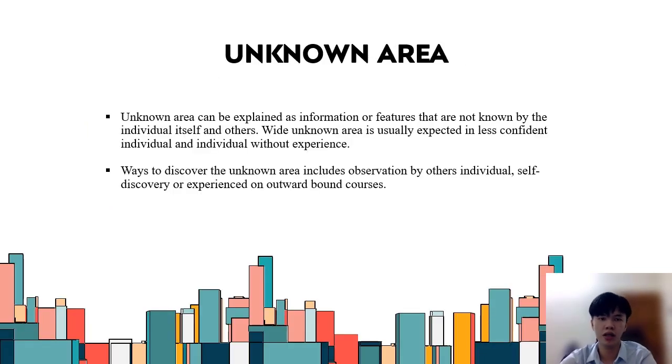Lastly, unknown area can be explained as information or features that are not known by the individual itself and others. Unknown area is usually expected in less confident individuals and individuals without experience. Ways to discover the unknown area include observation by other individuals, self-discovery, experience, and outward bound concepts.